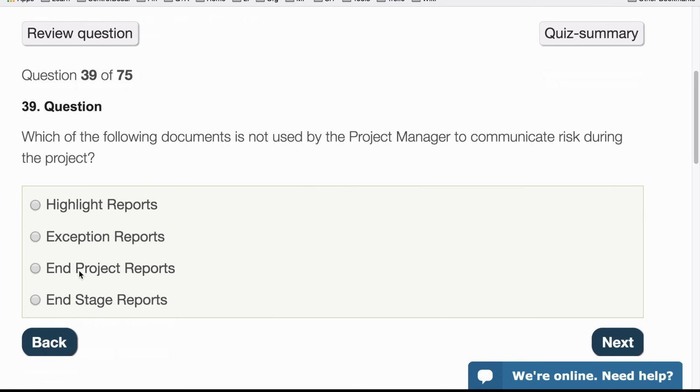The end project report, well, the project is about to be finished or it is finished, so risks don't really matter anymore from a project point of view. So it wouldn't be in here. And we have end stage report, we could still mention risks in here. So I would say that the end project report is not used by the project manager to communicate risk during the project.